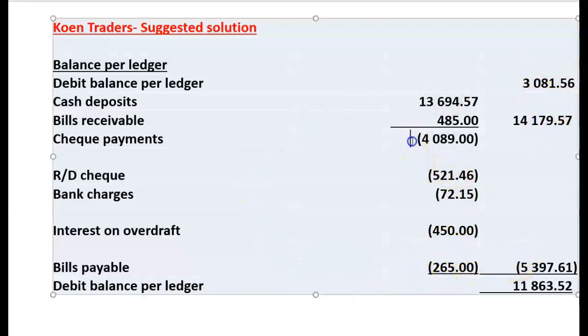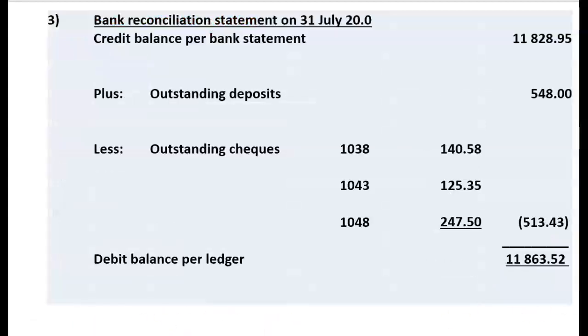So the total amounts of payments that we still have to offset against our opening balance is 5397, and the total amounts of receipts that we still have to account for against our opening balance is 14,000. So that means then at the end of the day, we're going to end up with a balance according to the ledger, the bank account in the ledger, of 11,863.52. So let's start then our bank reconciliation statement with the 11,863.52.